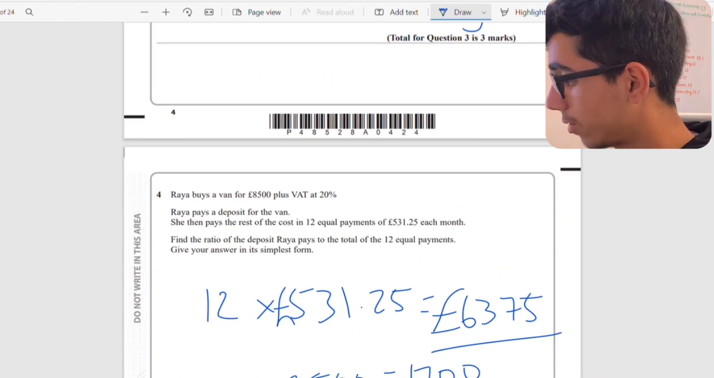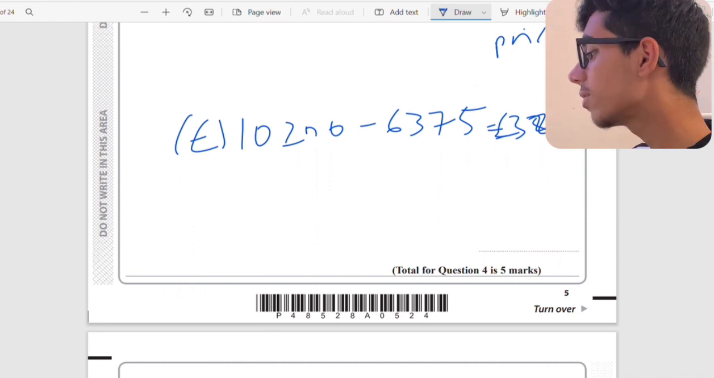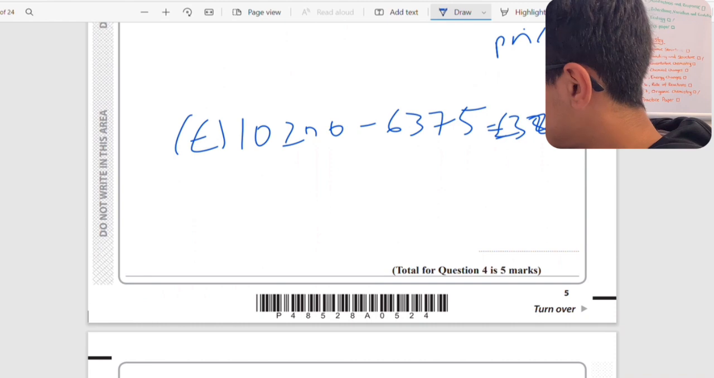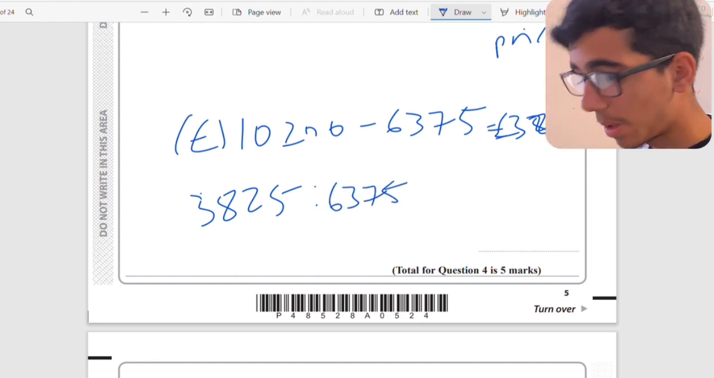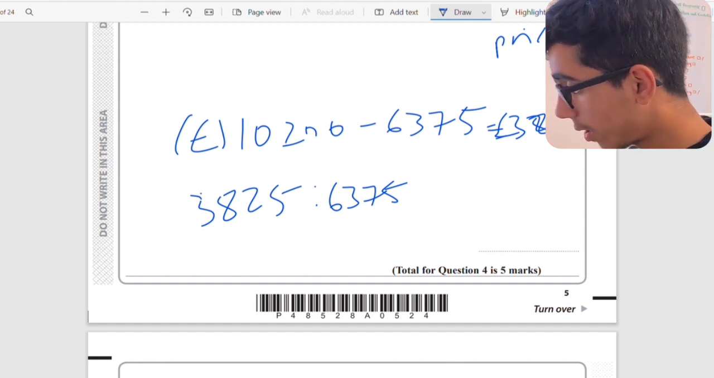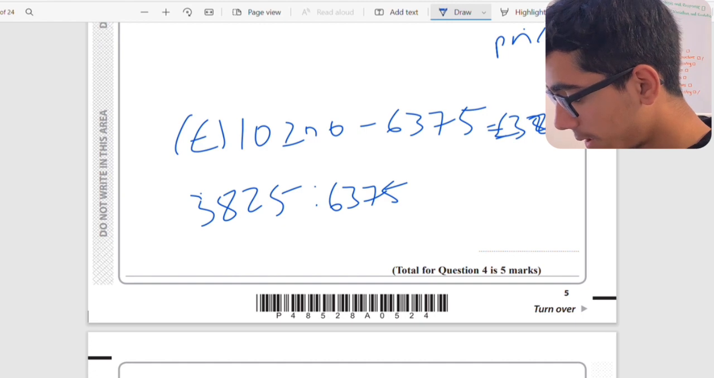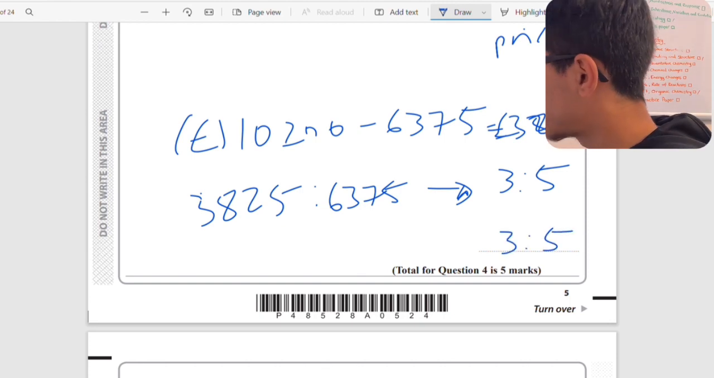I think I'm doing this right. Maybe I'm doing this wrong. I don't know. Wait, 3,000, that's a lot of deposit, to be honest. Okay, so I think it's 3,825 to 6,375. And assuming this is a calculator paper, I'm just going to use my calculator to simplify 3,825 over 6,375. That gives you the ratio of 3 to 5. So that seems like a reasonable ratio.